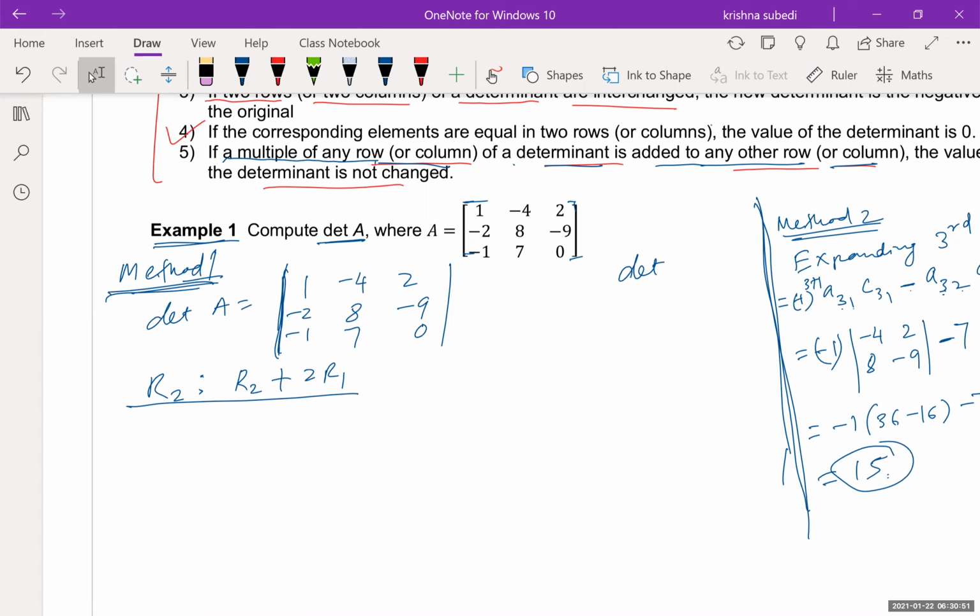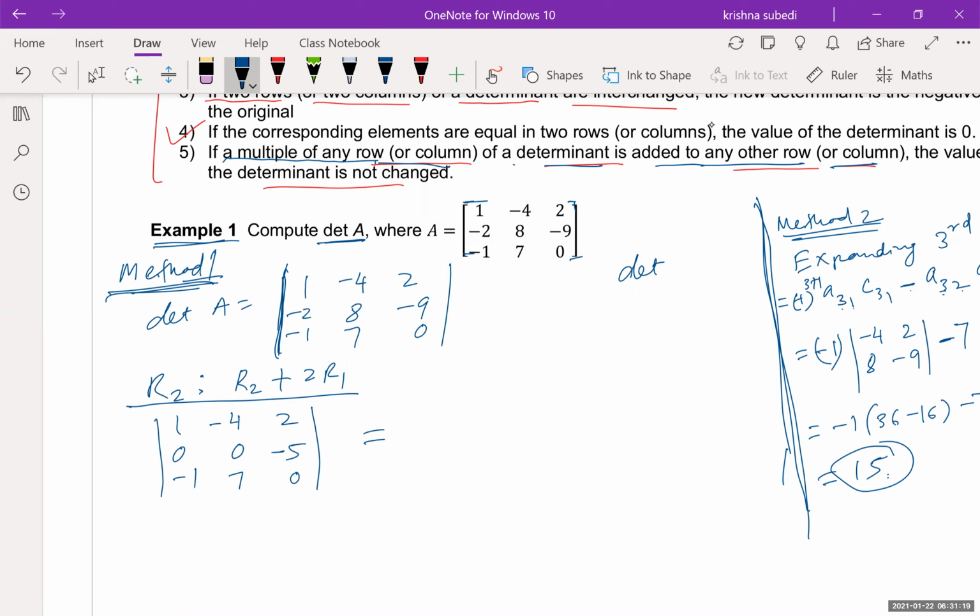Okay, now let's do this. In R1, I did nothing, I just copy as it is. In R2, I did R2 plus 2R1, that gives me 0, and this also gives me 0. This gives me 2R1 is 5. Is that -5, I believe. And the third one, I did nothing, just copy as it is.